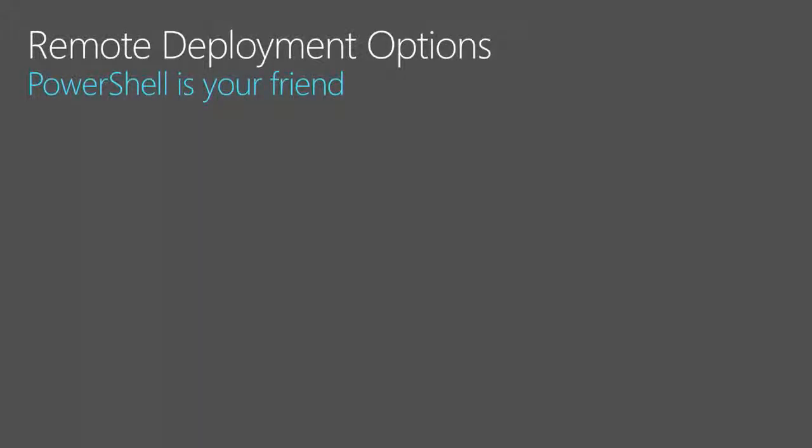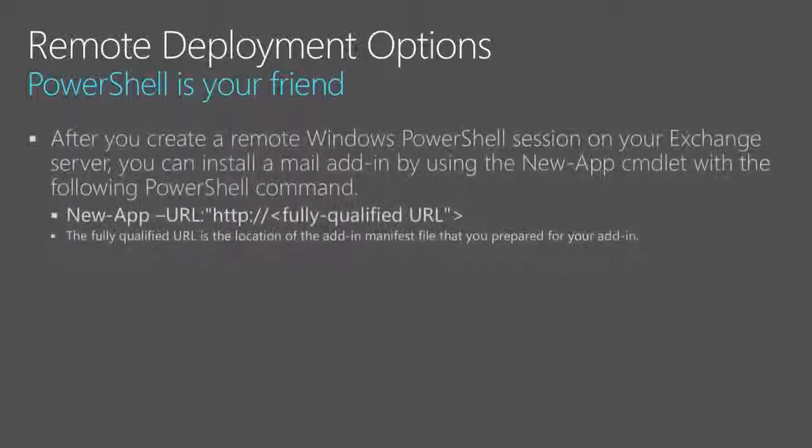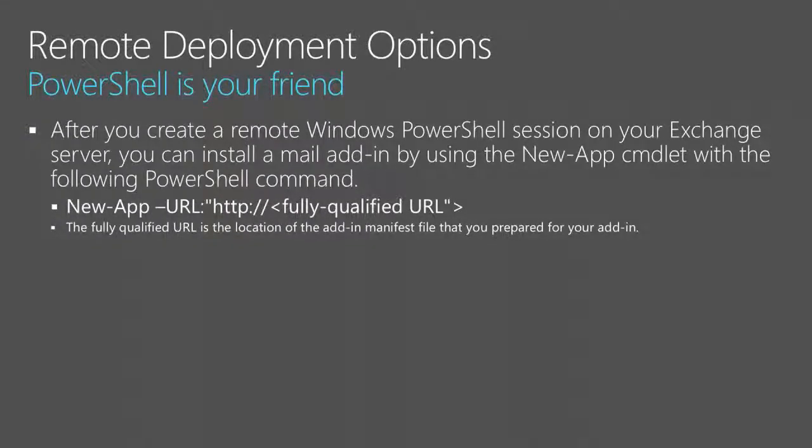Also, there are remote deployment options. So PowerShell. PowerShell is your friend. Once you've gotten a remote PowerShell session on your Exchange server, you can just install an add-in with the command, just New-App. So pretty straightforward. You just give it a URL to where the manifest is, which is actually pretty easy. And I just learned that not too long ago, so I was pretty happy with that.